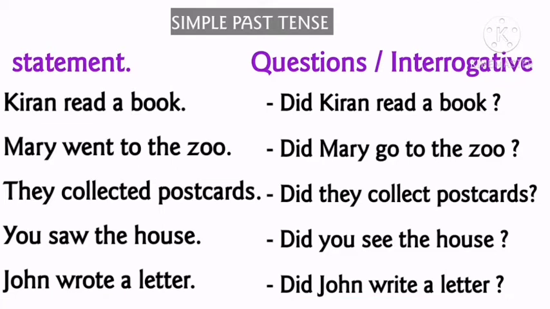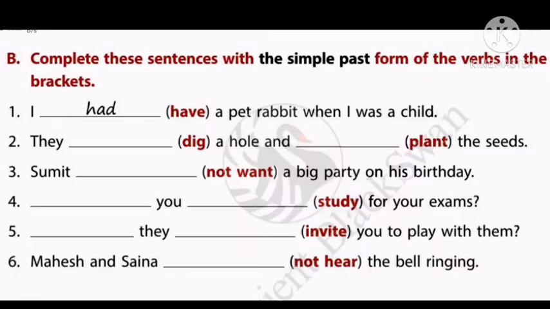Children, here we used did and the base form of the verb and a question mark at the end of the sentence. Now let us see our textual exercise. Page number 50. Complete these statements with the simple past form of the verbs in the brackets. The first one has been done for you. I had a pet rabbit when I was a child. Had is the past form of the verb have.